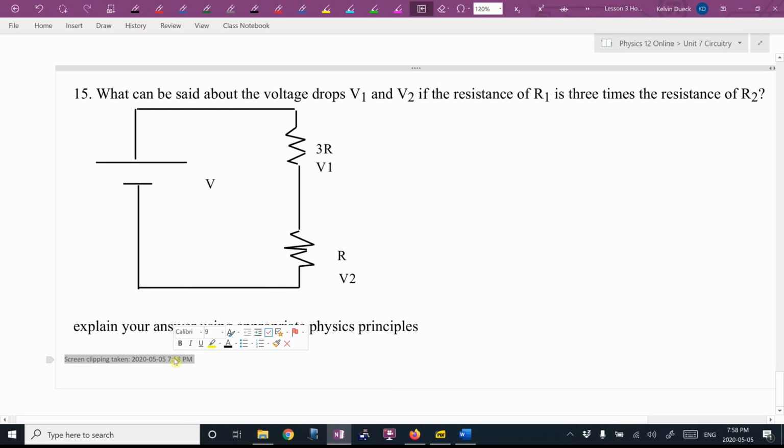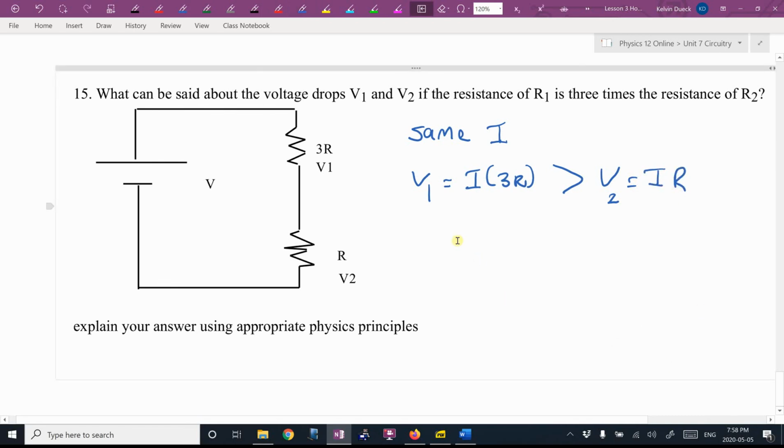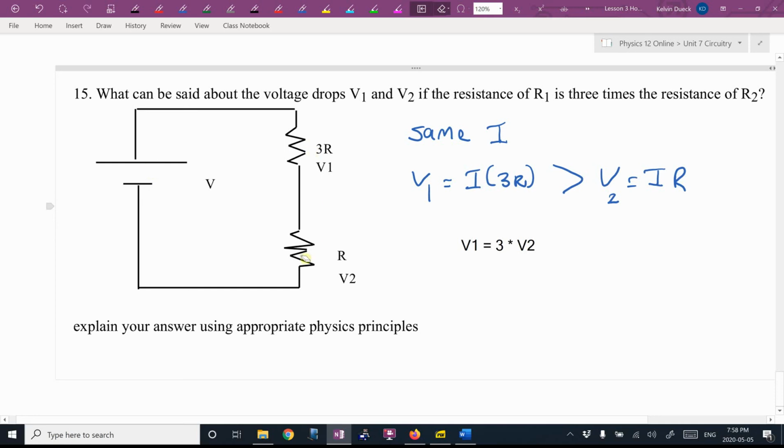What can be said about the voltage drops V1 and V2 if the resistance of R1 is 3 times the resistance of R2? Well, both of these will have the same current, same I. But since V1 is I times 3R, it will definitely be larger than V2, which is just I times R. In fact, I think I can safely say V1 is 3 times V2. So, for example, if this was a 40-volt battery, 30 volts lost, 10 volts lost.